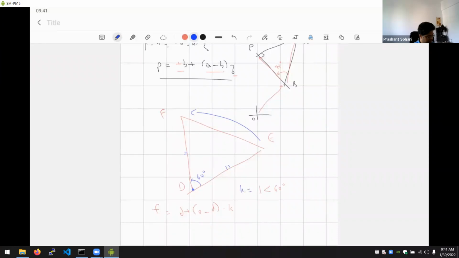So K is 1 angle 60 degrees, or if you want to write it in the Cartesian domain, you just draw the same equilateral triangle on the unit points. If this is 0 and this is 1, and you apply the same rotation, then where will 1 go?